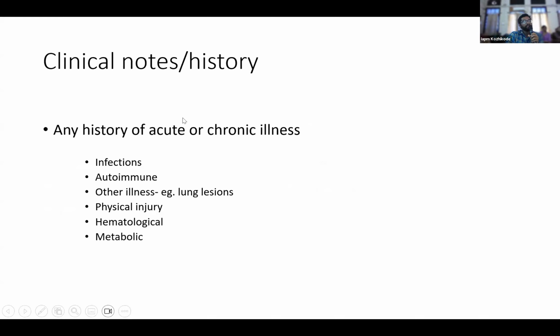And it is important to look at the clinical history, like what all diseases the patient is having: any infection, autoimmune diseases, other illness, any lung lesion, any physical injury, any hematological condition like plasma cell neoplasms, any other metabolic diseases the patient is having.